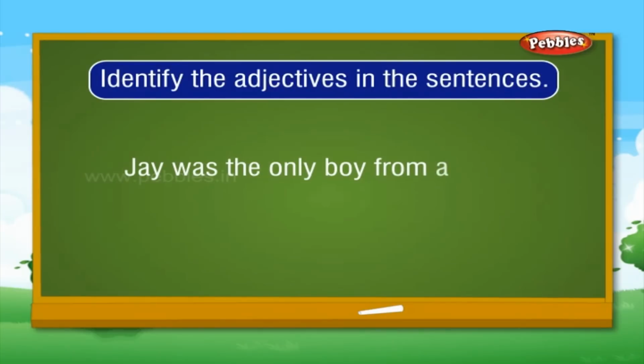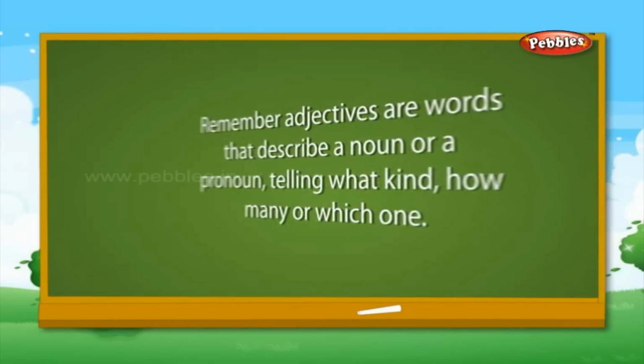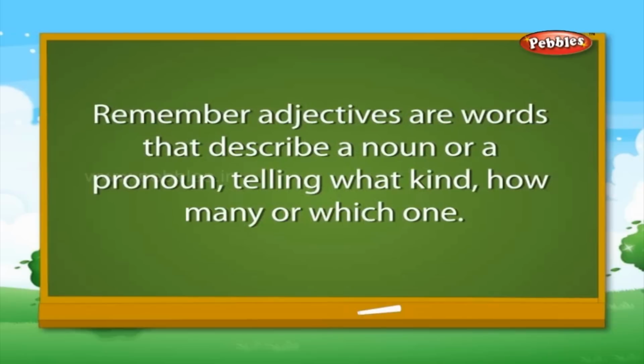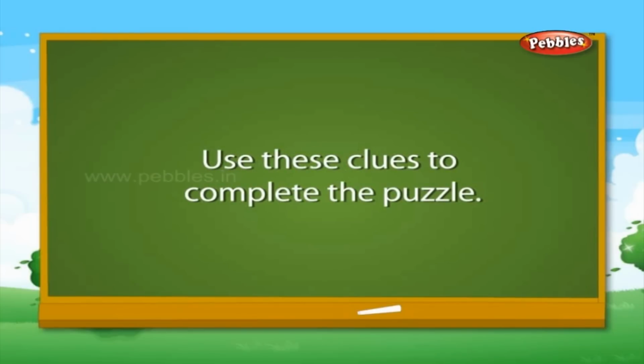Jay was the only boy from a small school in the big band. Only, small, big. Remember, adjectives are words that describe a noun or a pronoun telling what kind, how many, or which one. Use these clues to complete the puzzle.